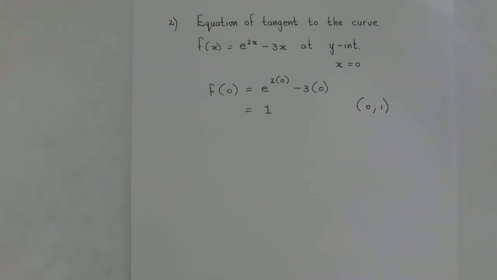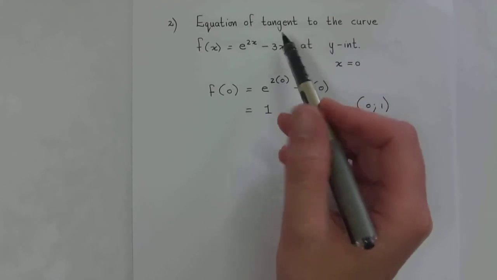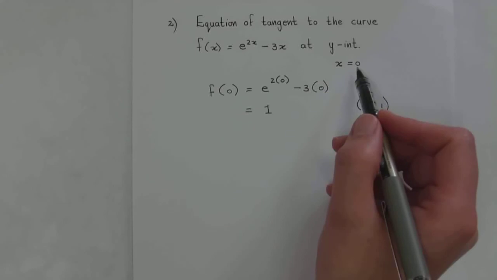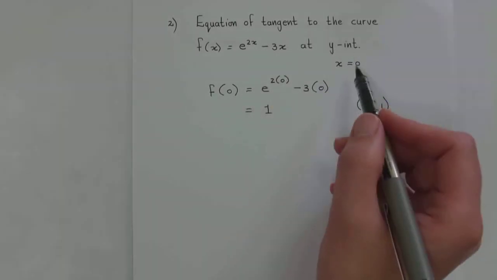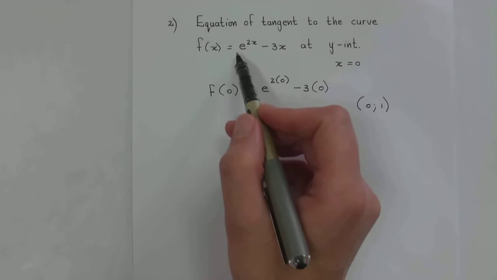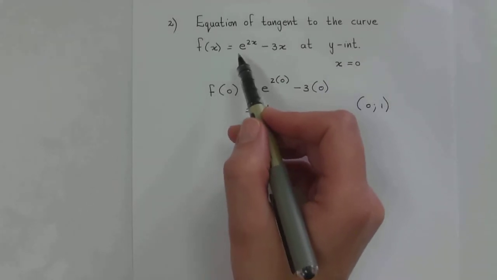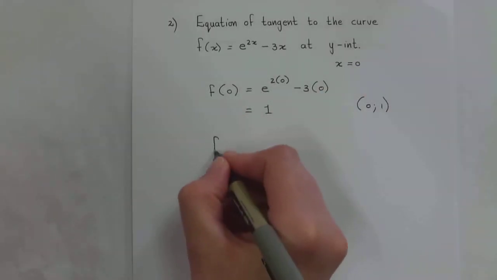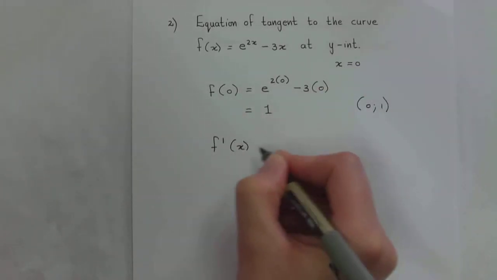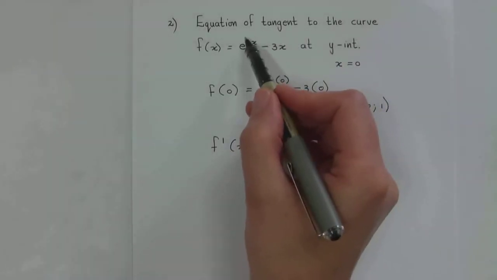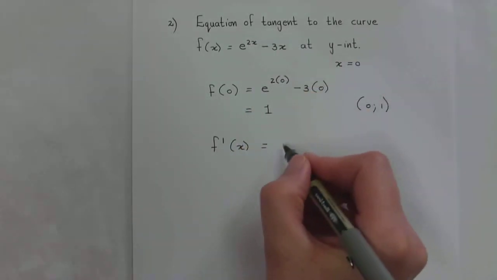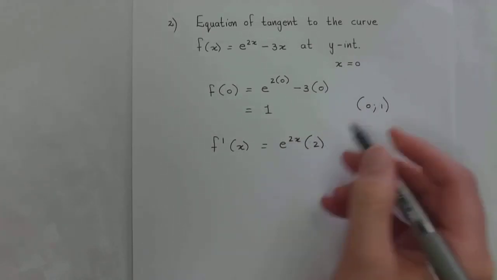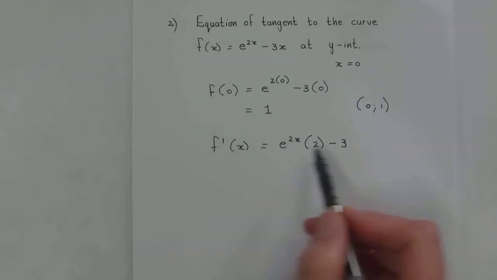But in order to get the equation of a tangent, we need to get the gradient of the curve at that x equals 0. So in order to get the gradient of the curve where x is equal to 0, I need to find the derivative, because remember the derivative is the gradient function. So we're going to say the first derivative of this f(x). Now watch that chain rule please, careful with that. So it's e to the power of 2x times 2, because the derivative of 2x is 2, minus 3. So that was pretty easy and straightforward.